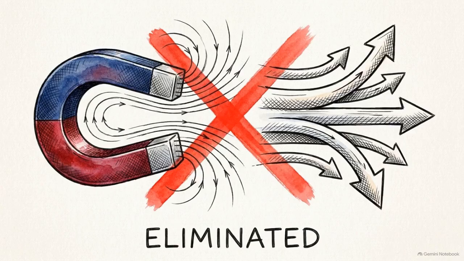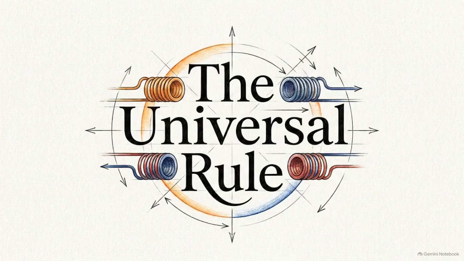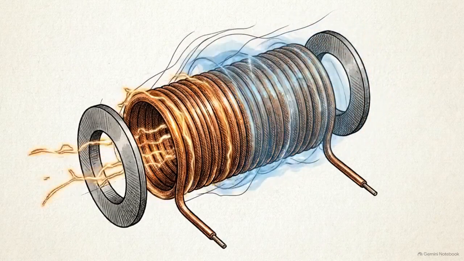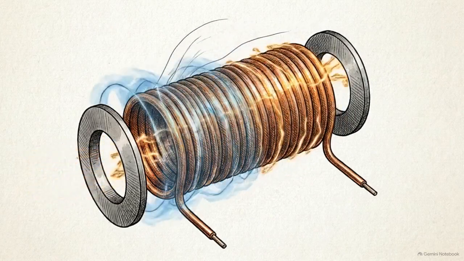The absolute magnitude of the magnetic field does not matter. The physical motion of the components does not matter. This leads to the formal definition of Faraday's law of induction. An electromotive force is induced in a closed circuit if, and only if, the magnetic flux linking that circuit changes over time.